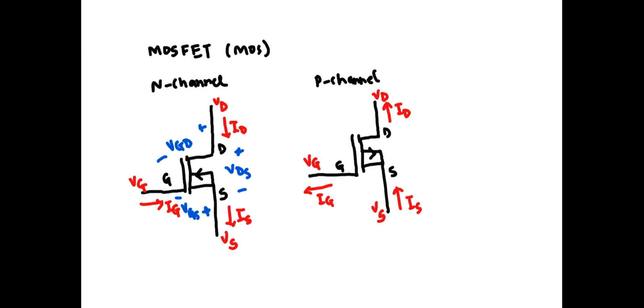Just like we drew here, the voltages will be the same as in N-channel with the polarities reversed. For example, you have a negative and a positive here. You will say that gate is positive with respect to drain, and the voltage will be written as VGD. Here, the voltage will be negative and positive. It will still be called VDS. Here, you have positive and negative. Gate is positive and the voltage is called VGS.